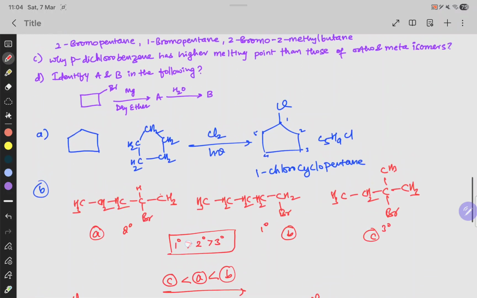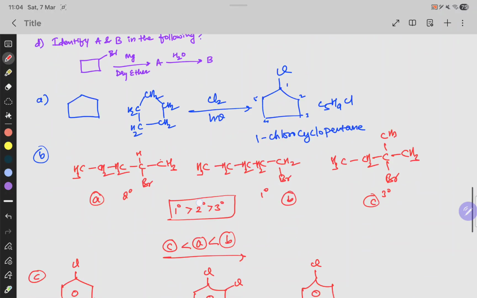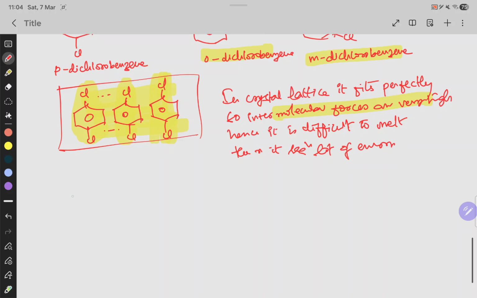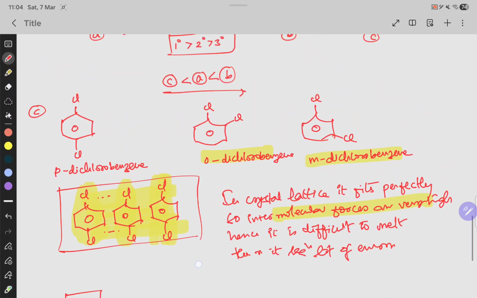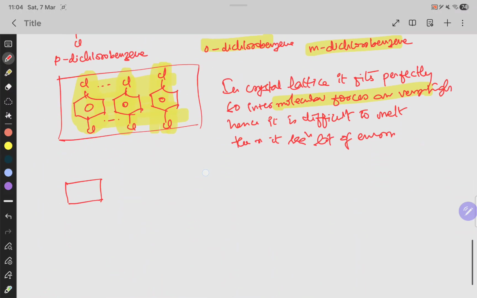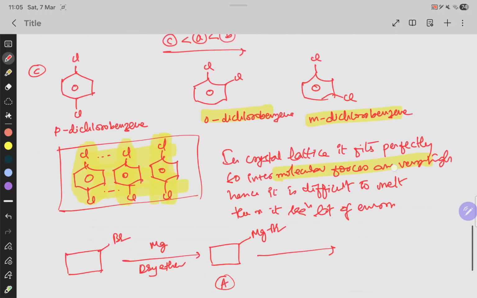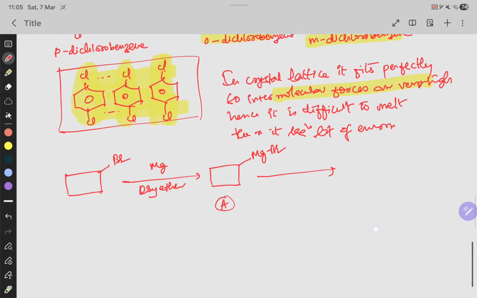And the last one, identify A and B. So here the compound, this one. In presence of magnesium in dry ether, reaction with metals of haloalkanes, so simply what we are going to do is insert MgBr, this is A, and it is subjected to hydrolysis. So hydrolysis means H plus OH minus.